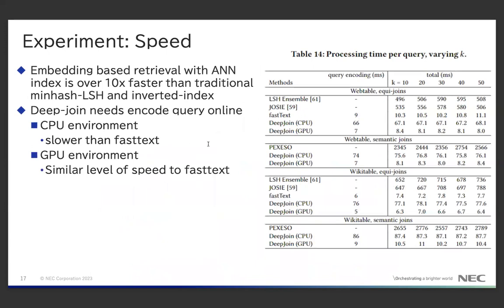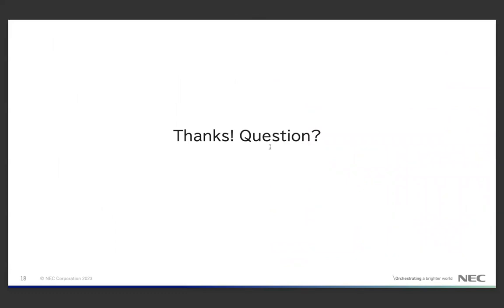On the other hand, compared with the same kind of vectors, for example fastText vectors in word embedding, DeepJoin needs to encode the query online, so this is the costly part. If we run DeepJoin in a CPU environment, it will be slower than fastText, maybe 4 or 5 times. But in a GPU environment, DeepJoin has the same level of speed as fastText. So that's all. This is my presentation. If you have any questions.